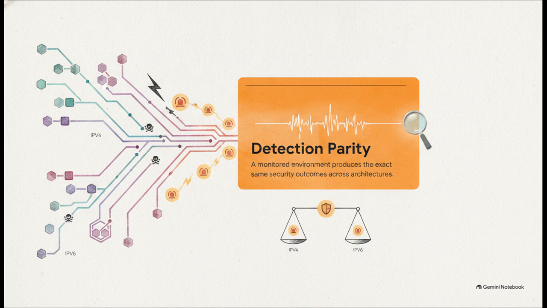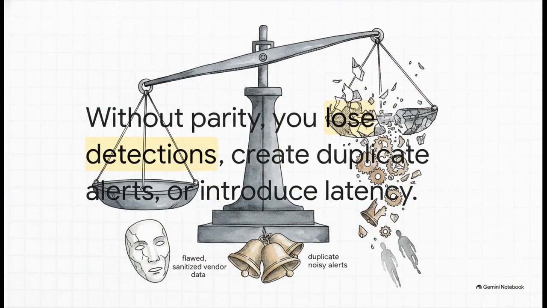So if a scan and exploit happens on IPv4, and then that exact same sequence happens on IPv6, your SIEM has to catch both of them with the exact same speed and fidelity. If it misses the IPv6 one, your parity is broken. And without parity, well, your security posture just crumbles. You end up losing detection silently, you create a ton of noisy duplicate alerts, or you introduce fatal latency.